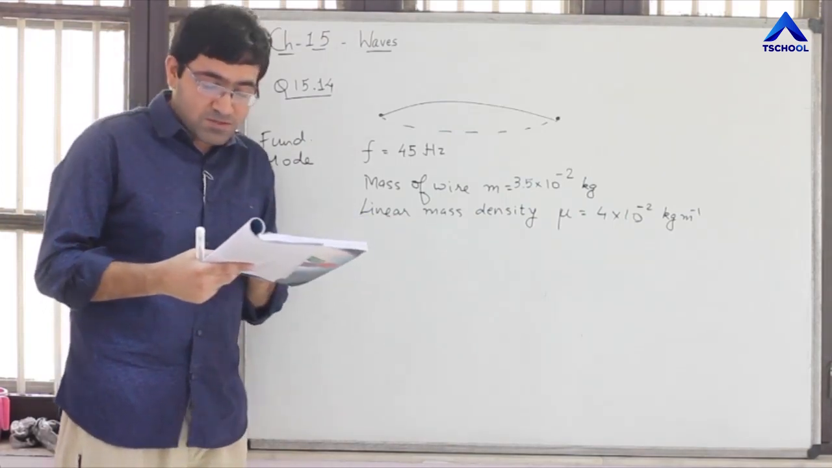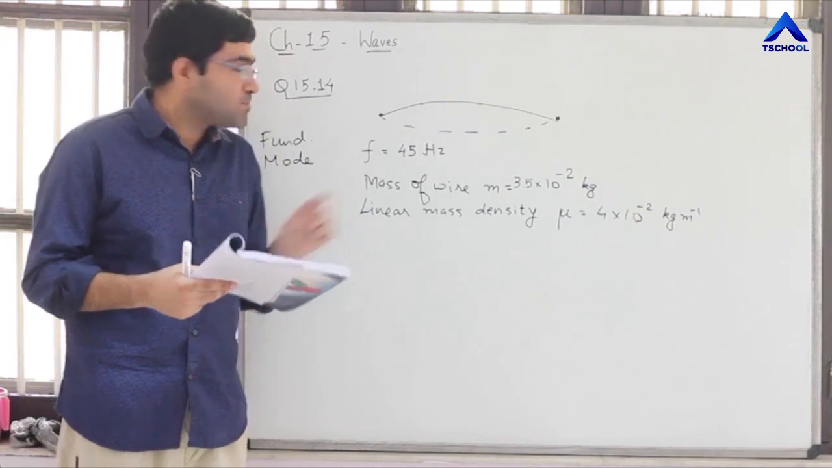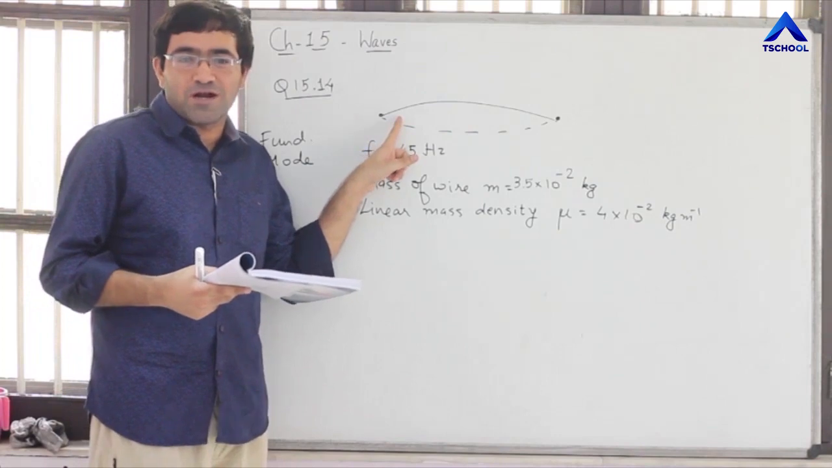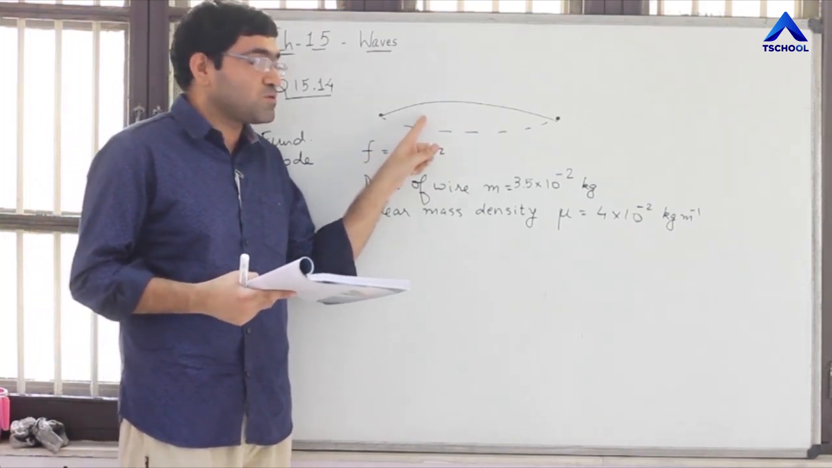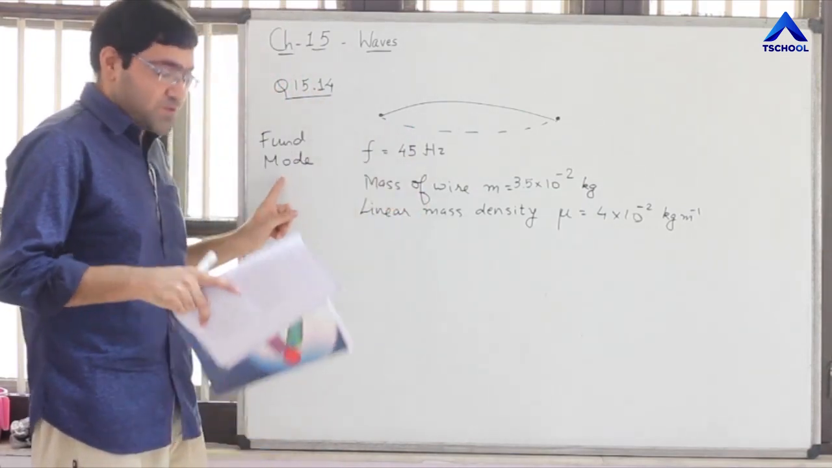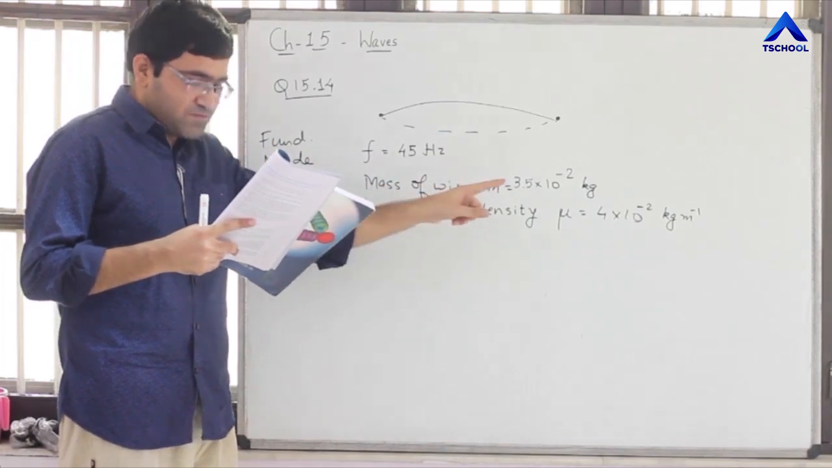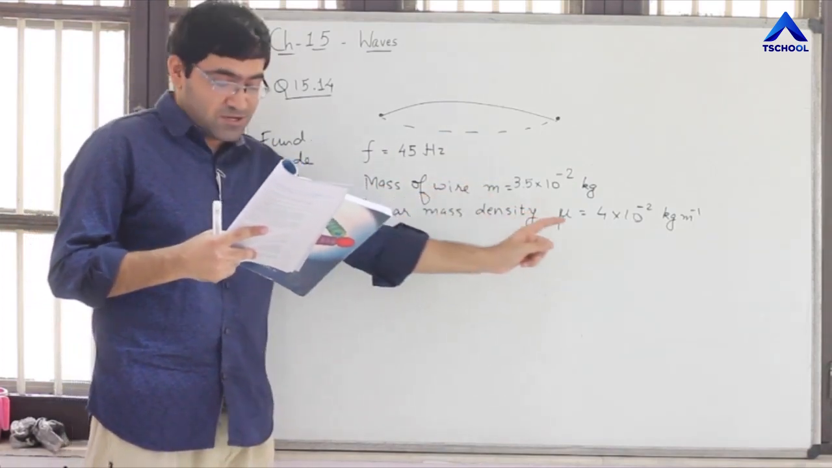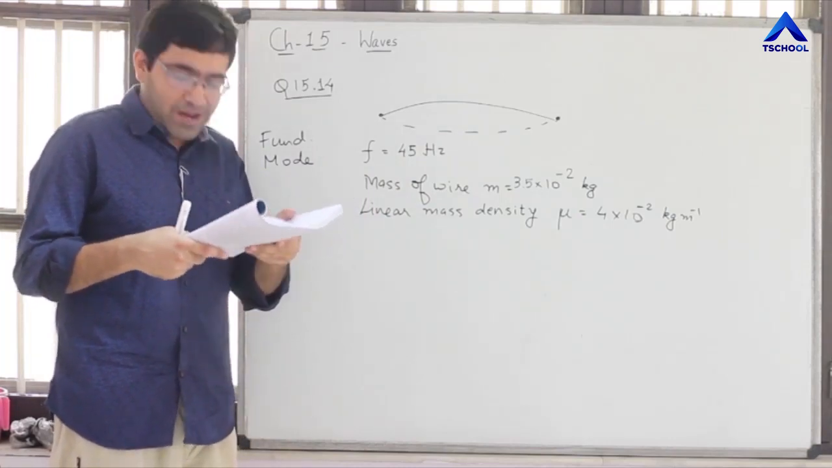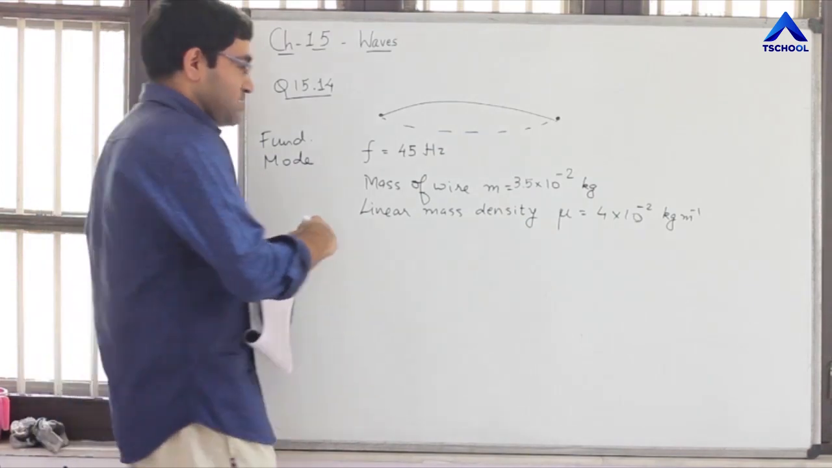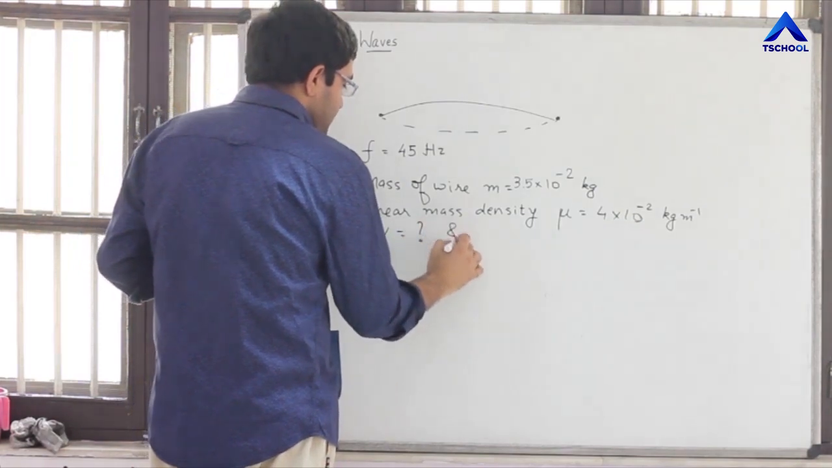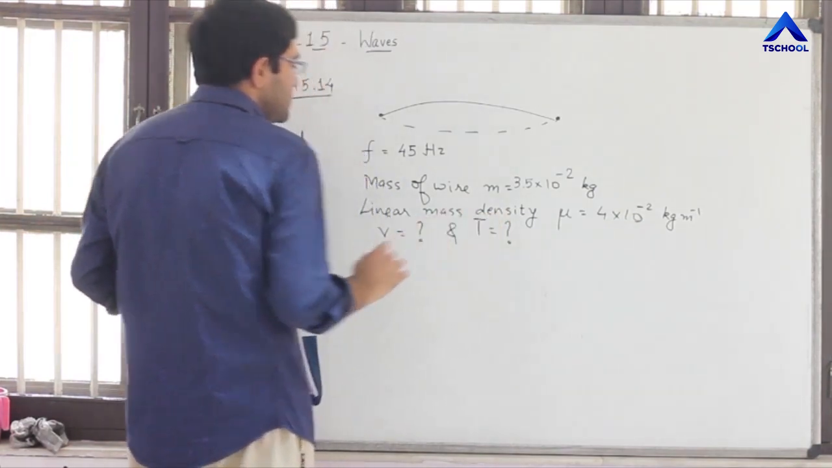Question says, a wire stretched between two rigid supports vibrates in the fundamental mode. So as you can see, I've drawn a diagram of a standing wave on this string, and clearly this shows the fundamental mode because it has one loop. So the fundamental frequency is 45 Hertz. Mass of the wire is given, the linear mass density of the wire is also given. We have to find the speed of the transverse wave on the string and the tension in the string.